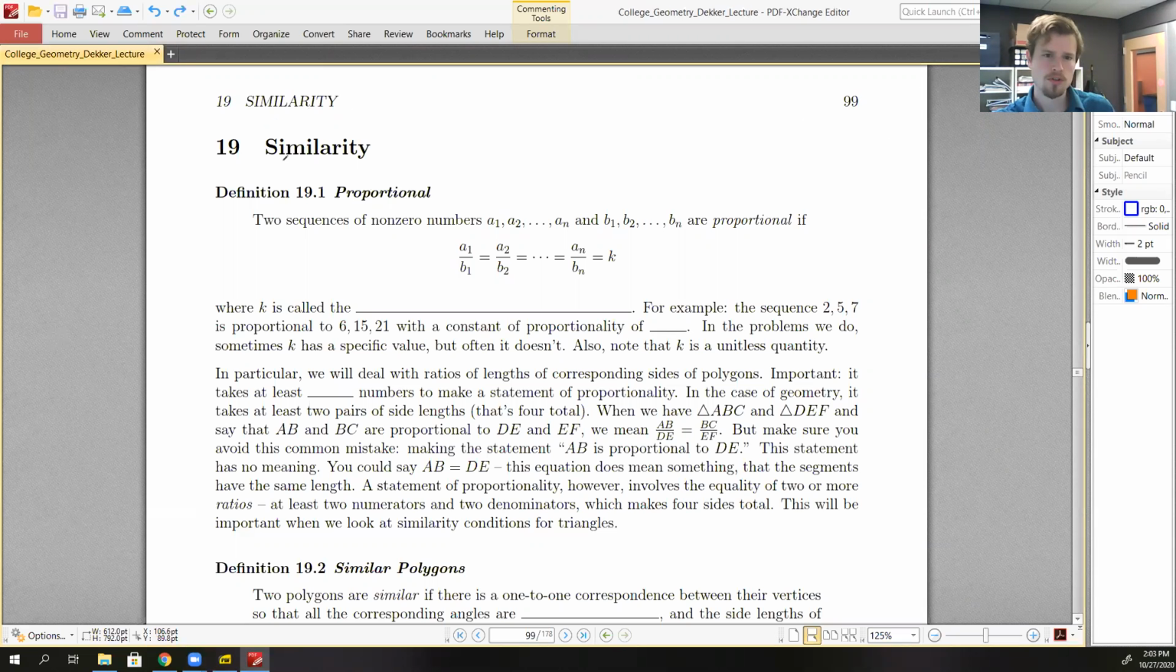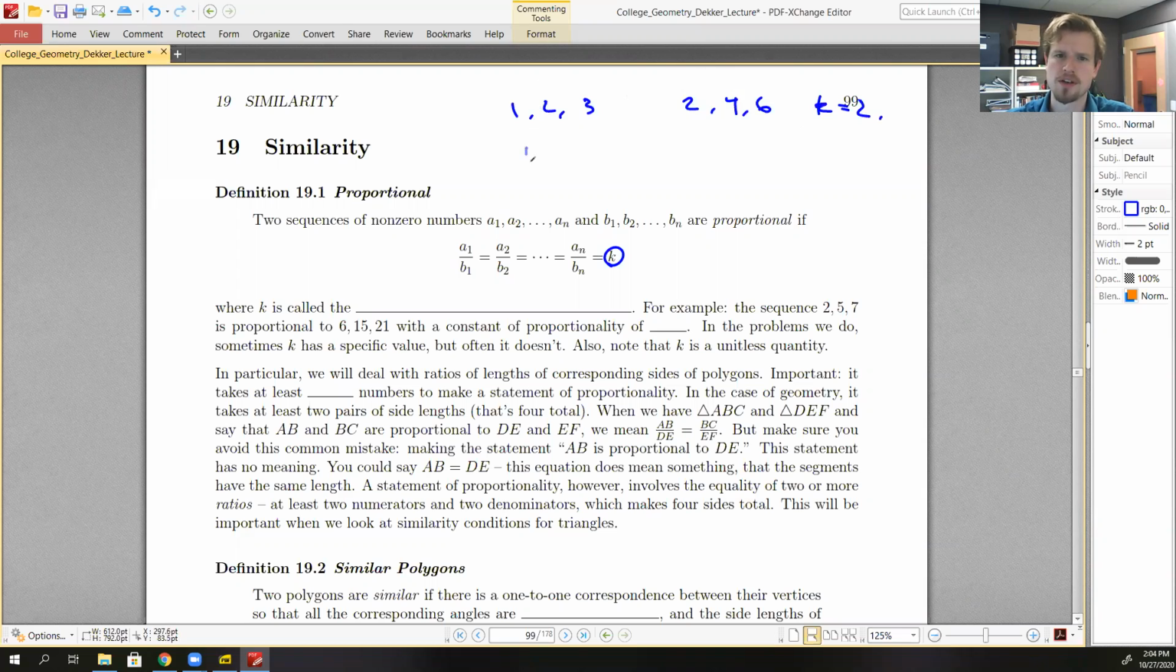So, two sequences of non-zero numbers are proportional if, when we take the ratio of each term, first term, second term, and so on, that ratio is equal to a constant k. Now this k can change, right? It's going to be different for every sequence of numbers. So I might have 1, 2, 3 for my first sequence, and then 2, 4, 6 for my second, right? So 2 divided by 1 is 2, 4 divided by 2 is 2, 6 divided by 3 is 2, so our constant would be 2 in this case.